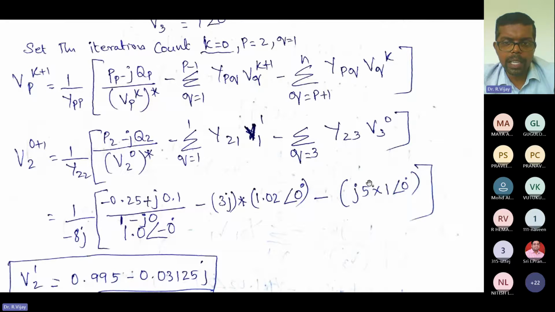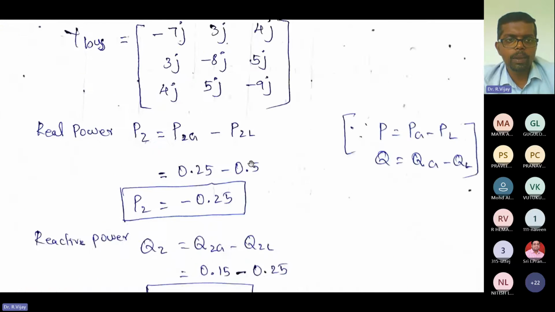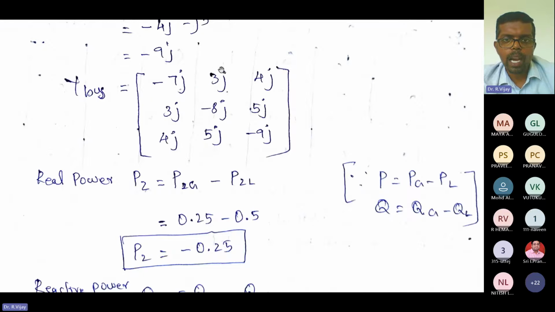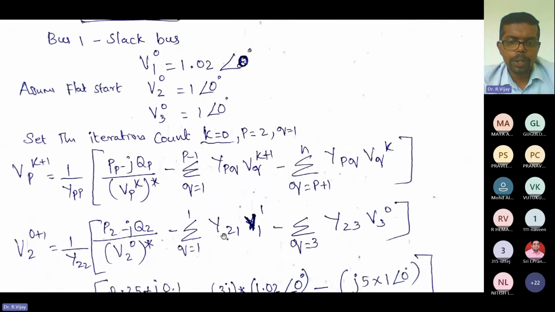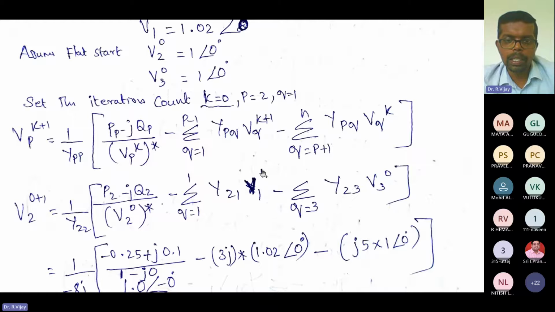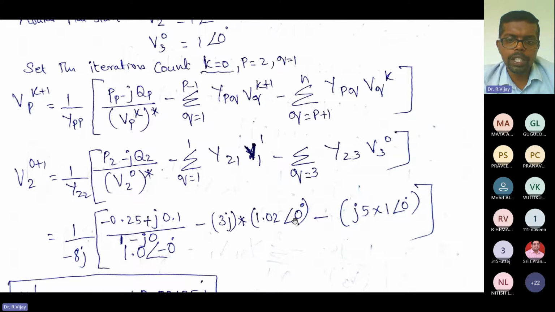Just substitute all the values. Already P2 we calculated, Q2 we calculated, and Y21 you know from the matrix. Y21 and Y12 are all the same, 3j. That you need to substitute over here, V1 dash or V1 naught. So the initial value 1.02 at the angle of 0 degree, minus this value from that matrix. This also you know, 1 at the angle of 0 degree.